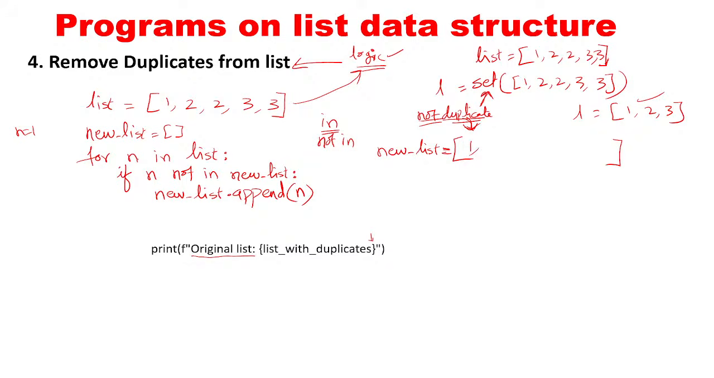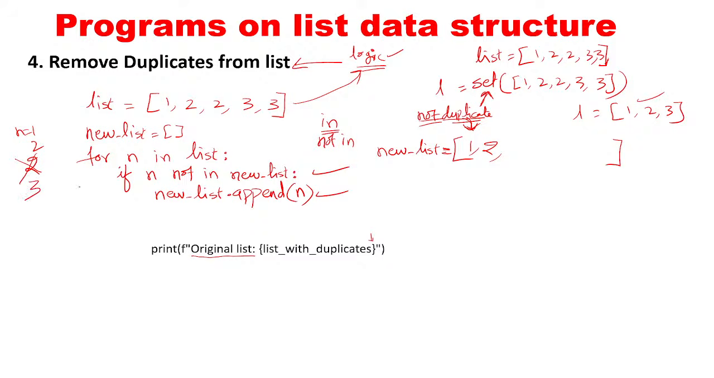Then it goes back to the for loop, and n next takes 2. It checks n not in new list; 2 is not there, so it is added to the new list. Then n gets the next 2, and it checks n not in new list; 2 is already there. If this condition is true, only then does it execute this line. Otherwise it goes to the next iteration of the loop, so the duplicate value is simply discarded.